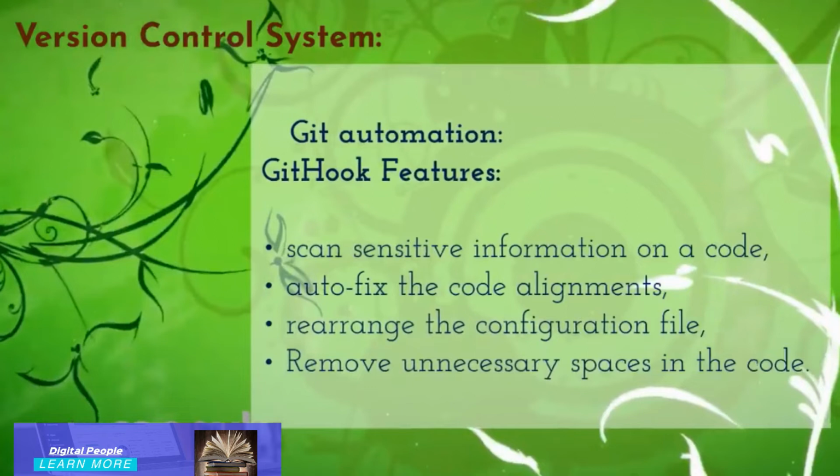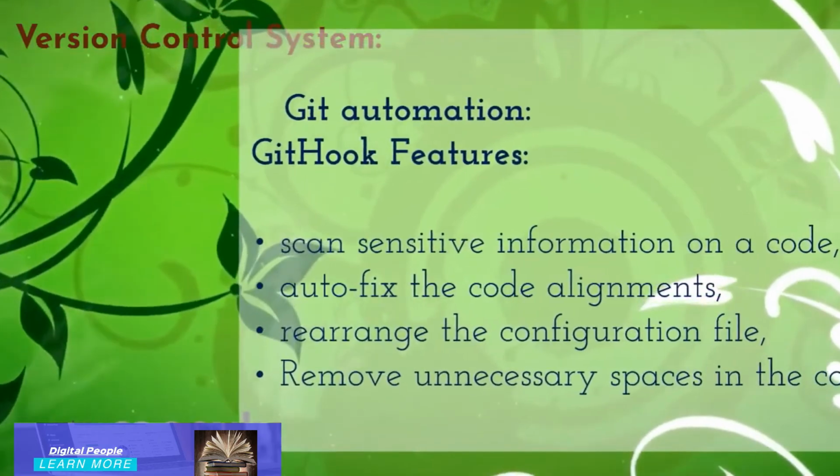So we can add a set of shell scripts to the client side to perform pre-commit verification. This feature helps the developer to scan sensitive information in the code, auto-fix the code alignments, rearrange the configuration file, and remove unnecessary spaces in the code. Also, with GitHub server-side verification functionality, it introduces the code review before the code gets committed and auto-merge.